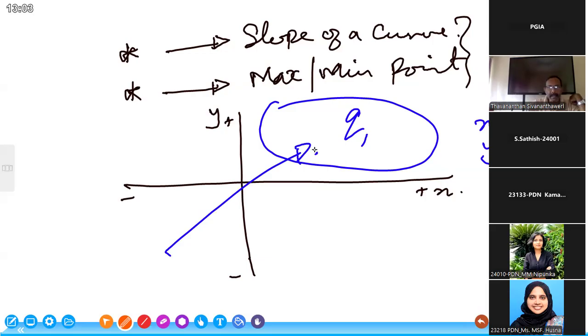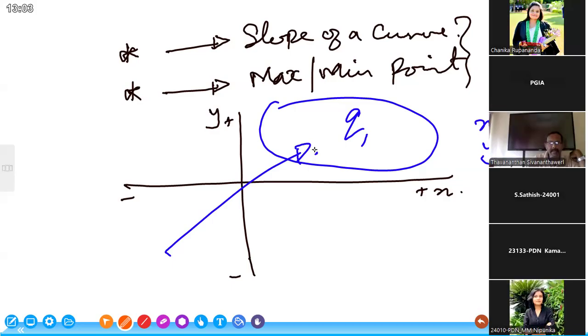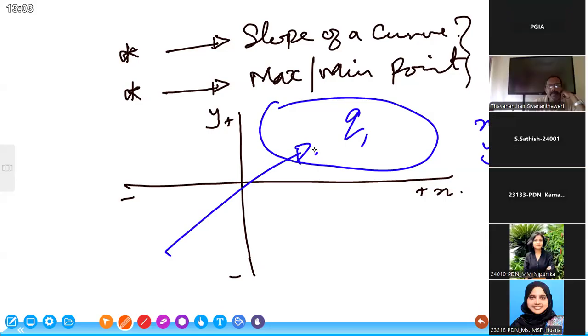At a later stage, maybe after the next class, we could talk about a little more application on derivative and integration. That is the next section that we are going to talk about.